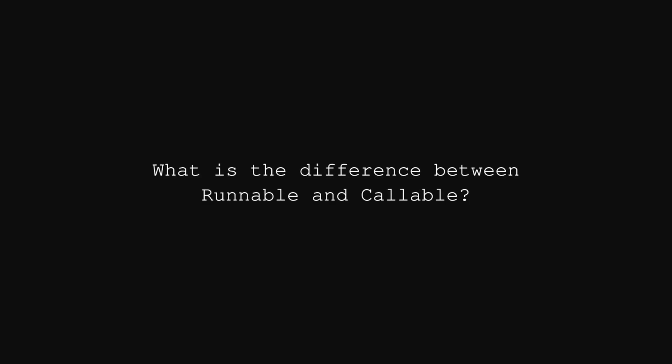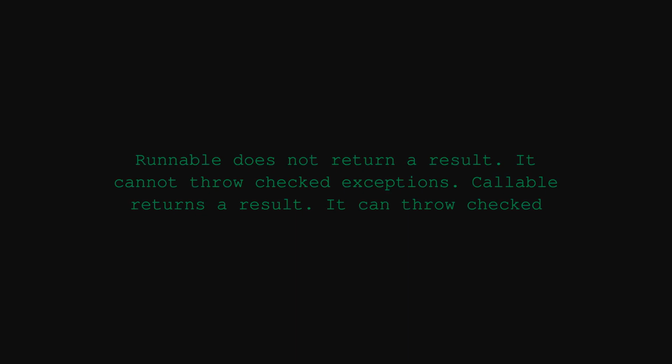What is the difference between Runnable and Callable? Runnable does not return a result. It cannot throw checked exceptions. Callable returns a result. It can throw checked exceptions.